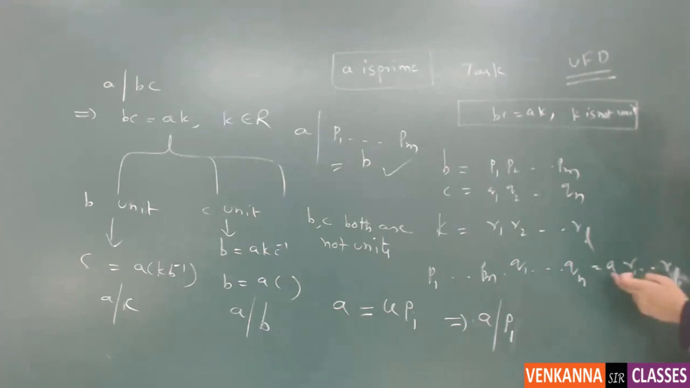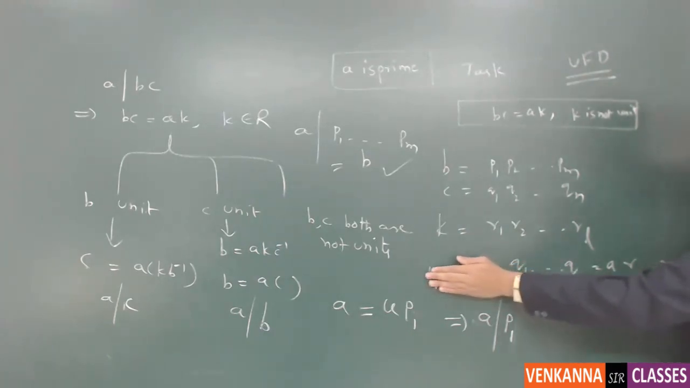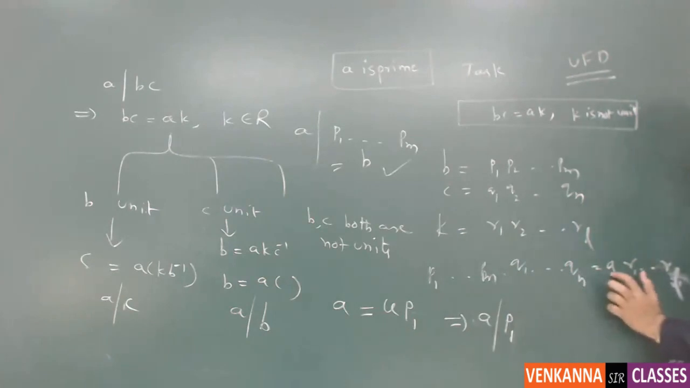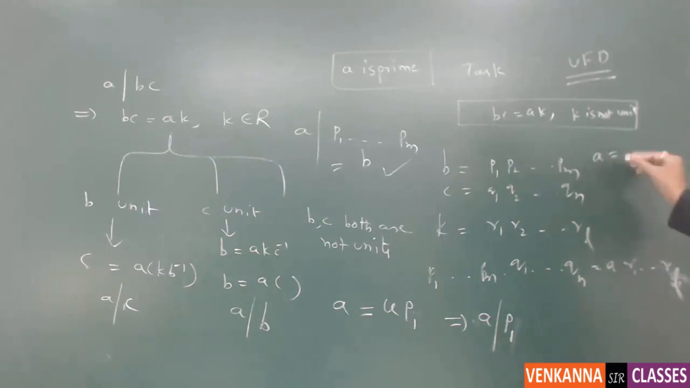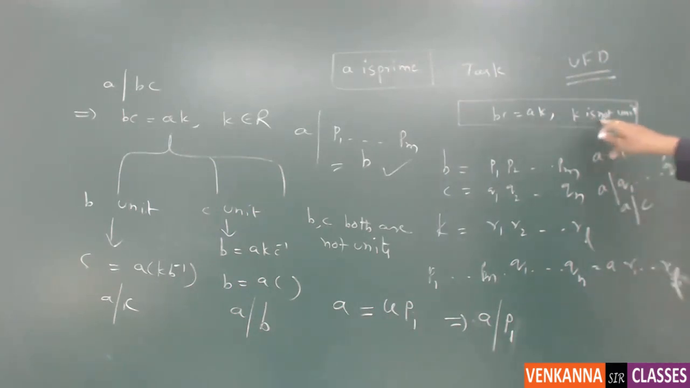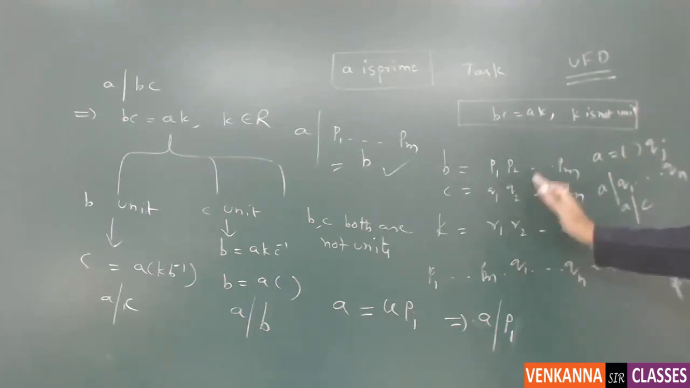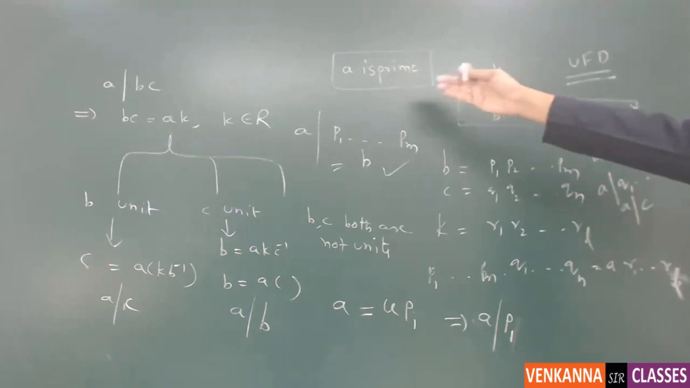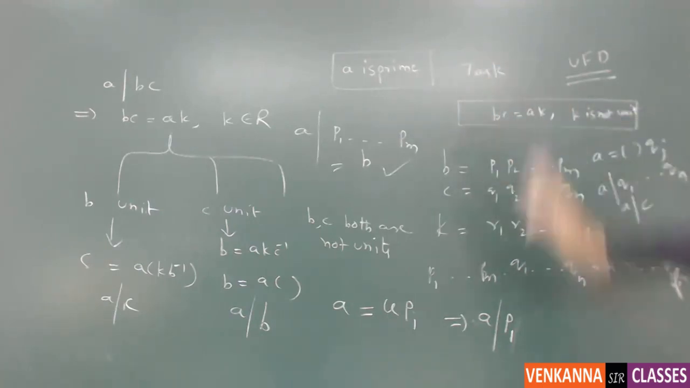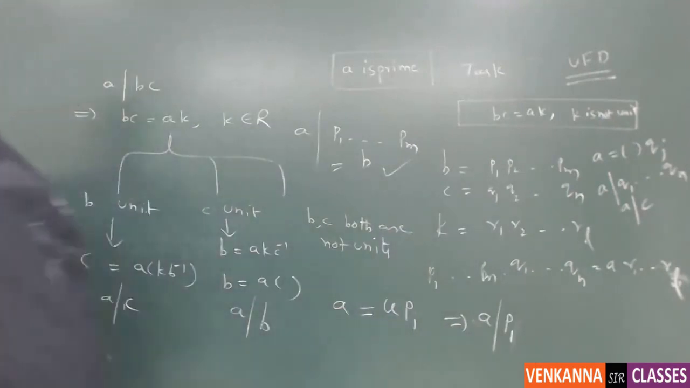Similarly, if you know that A is not an associate of any of these P's, then definitely A must be an associate of one of the values Q. So let us say that A is equal to some unit into Qj. A is an associate of Qj. Immediately A will divide the product involving the Q's. Therefore, A divides C. So if you say that K is not a unit, automatically either A divides B or A divides C. Therefore, A is a prime element in the UFD. Proof is complete. Is it clear? The idea.